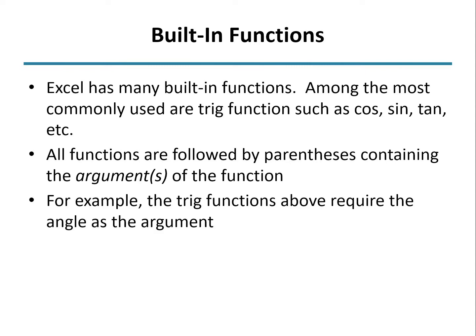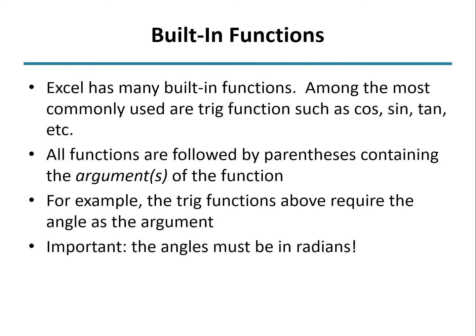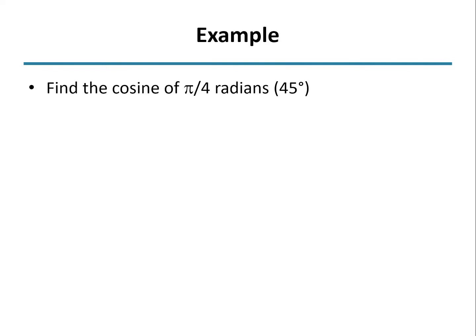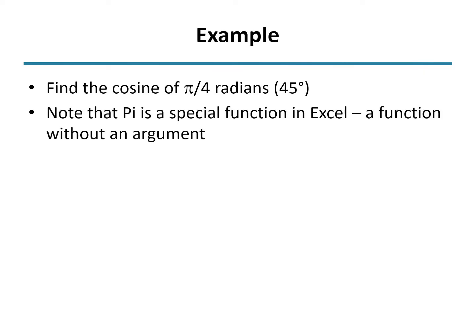So in the trig functions that we did, cosine, tangent, etc., remember this, that you have to put the angle in as the argument, and that angle has to be in radians, so it's a place where a lot of mistakes can be made. So if I wanted to find the cosine of pi over 4 radians, well, I don't have to, again, calculate pi over 4 on my calculator. Pi is a function within Excel.